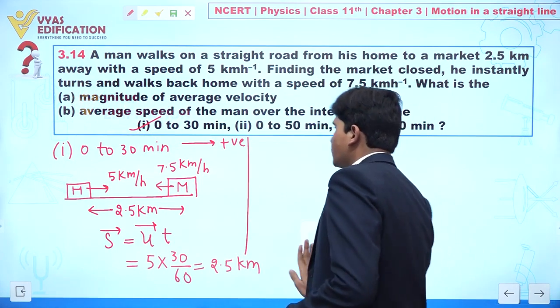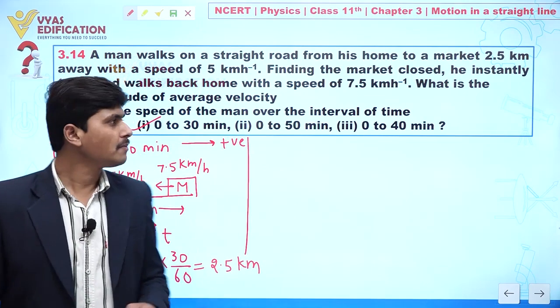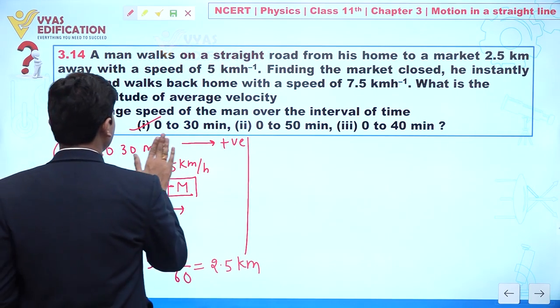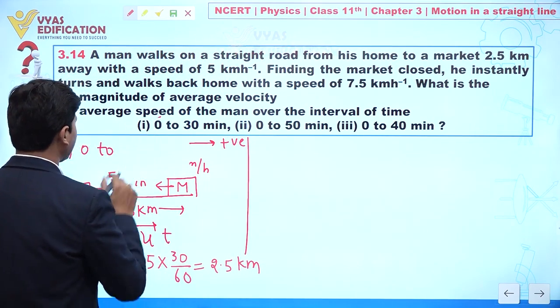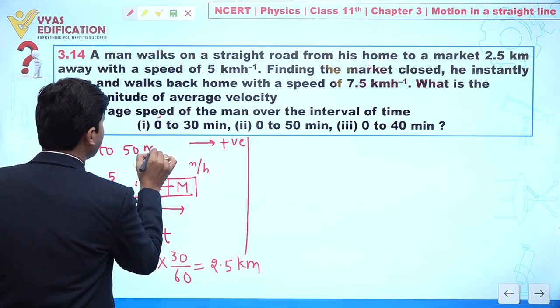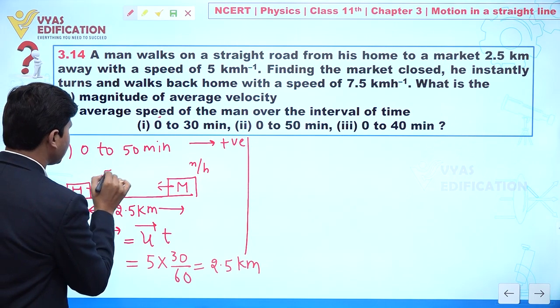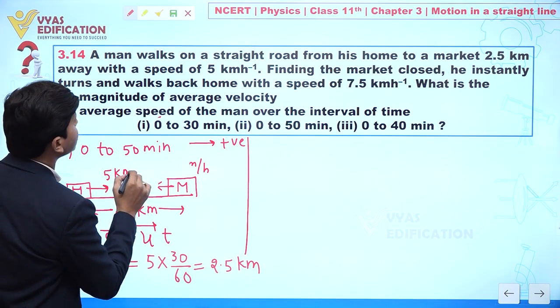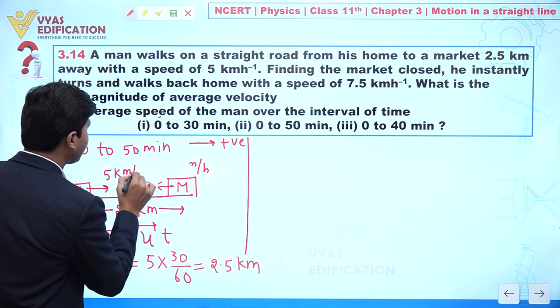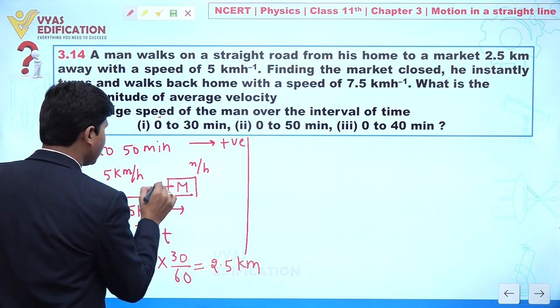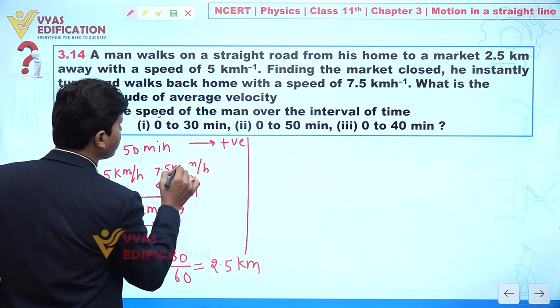Now if we discuss part B, in part B it is given from 0 to 50 minutes. Clear? So I am writing here 0 to 50 minutes. Initially the particle is going with the speed of 5 kilometer per hour. Yes. And here this is 7.5 kilometer per hour.